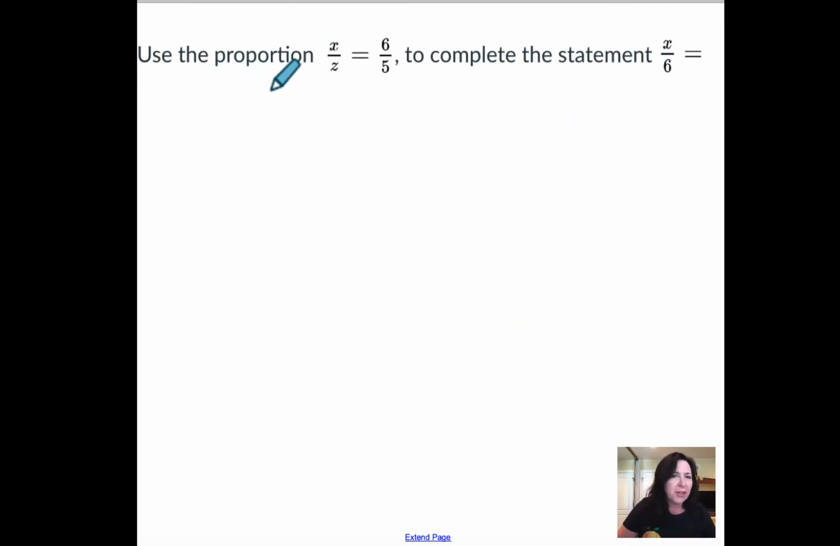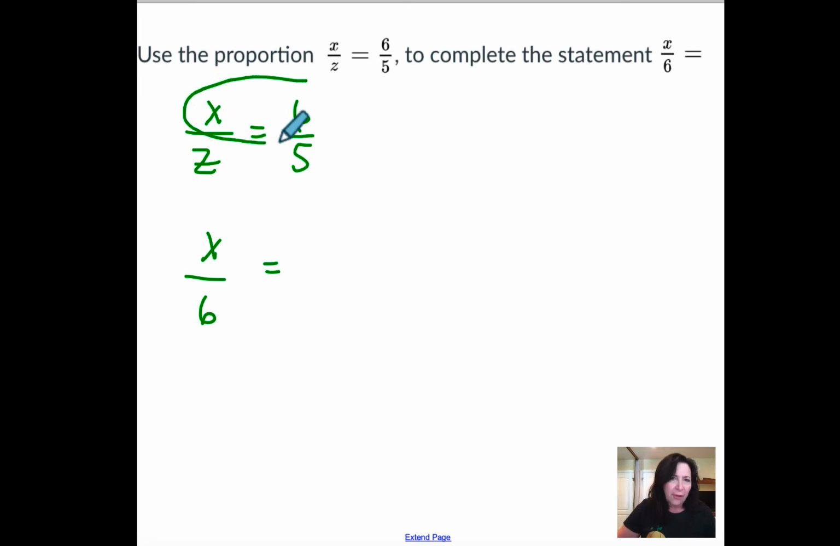For this problem here, use the proportion x over z is equal to 6 over 5 to complete the statement. So if I have x over z equal to 6 over 5, they're rewriting that and they're saying x over 6. What they did was they took these top two values here and they rewrote the proportion. So x over 6, and so your answer is going to be z over 5. That's your answer, z over 5.